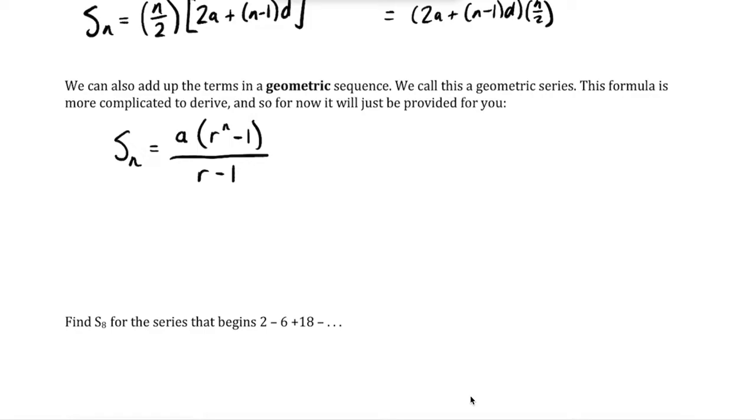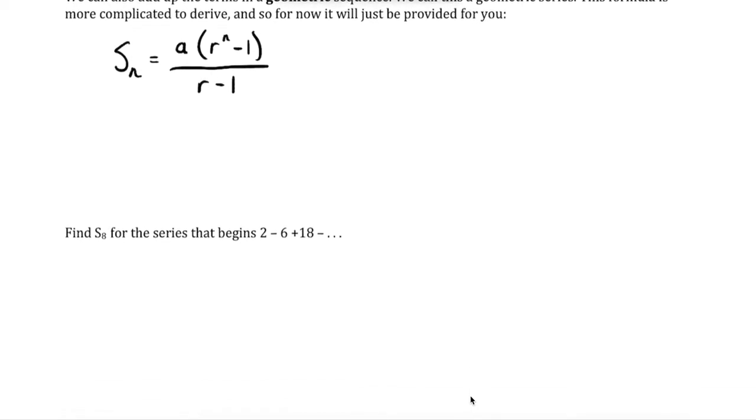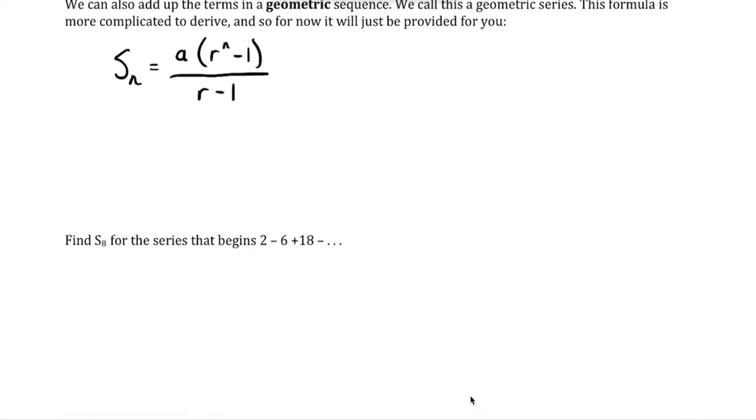And so the only things you really have to be careful with here are your brackets. You do have to make sure if you're typing this into your calculator that the r minus 1 in the denominator is bracketed, because otherwise you'll be dividing by r and then subtracting 1. So let's just try this example.